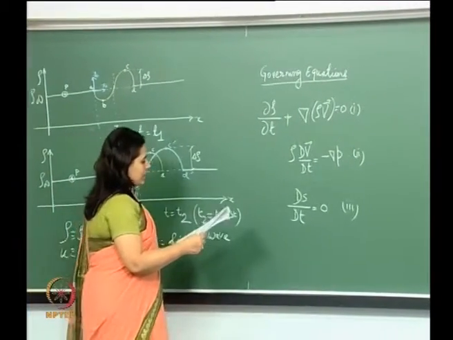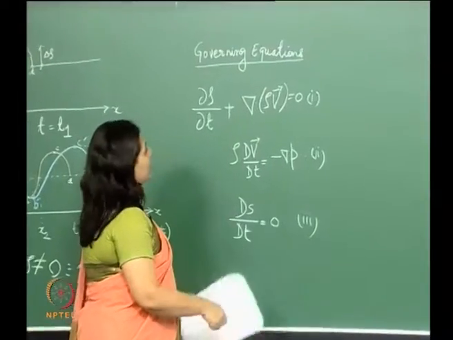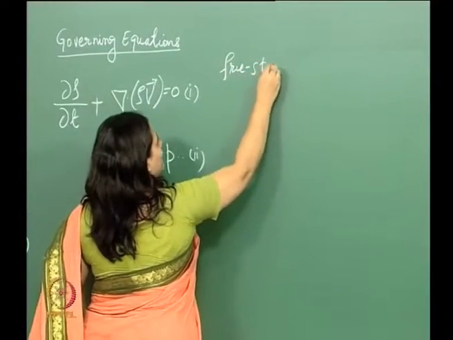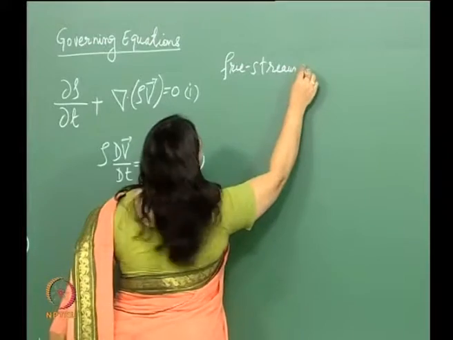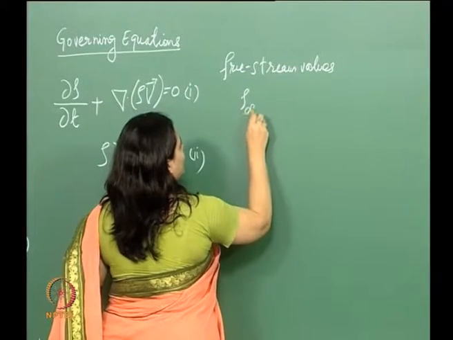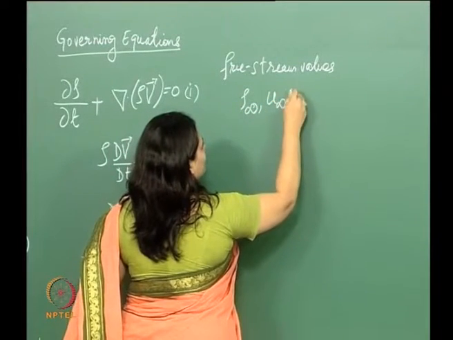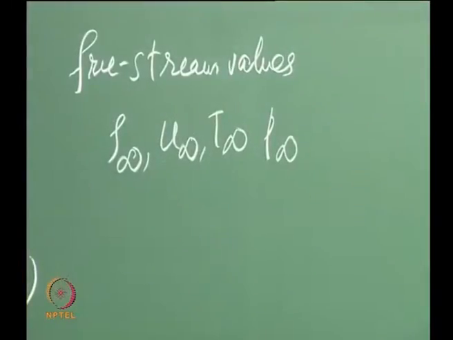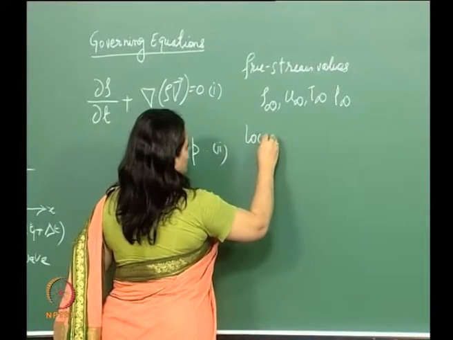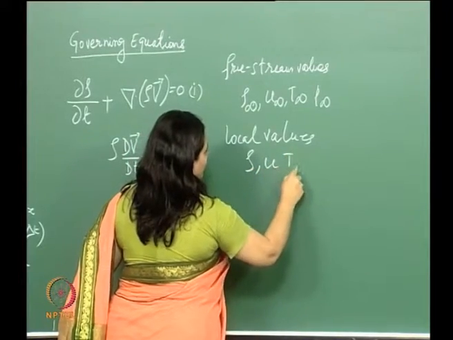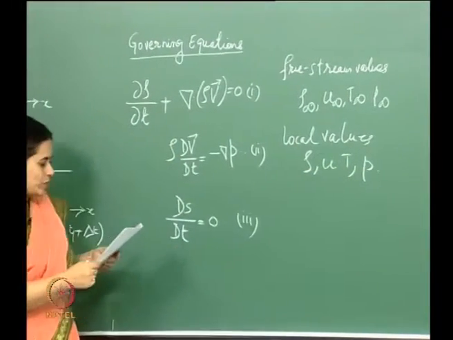Okay. So, let us see like we just said. Let the free stream values be denoted by subscripts infinity, and local values would be this.